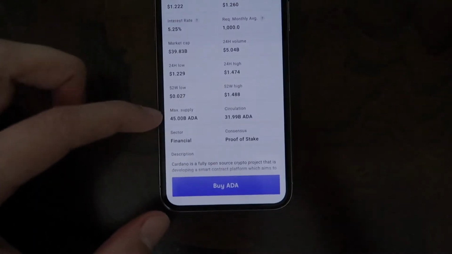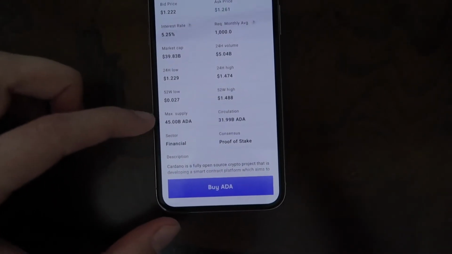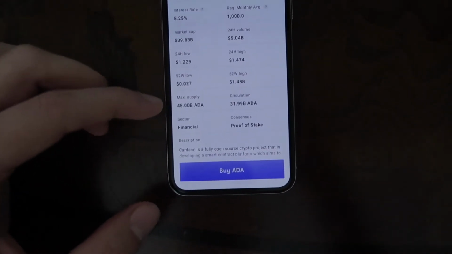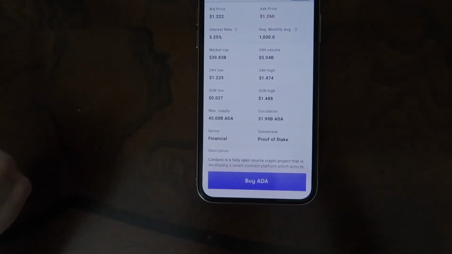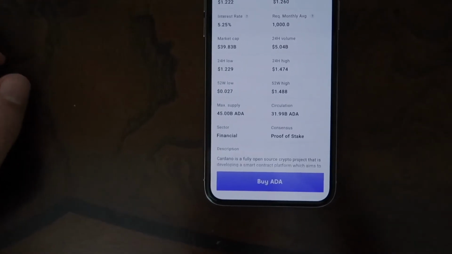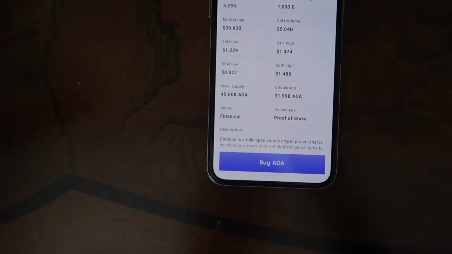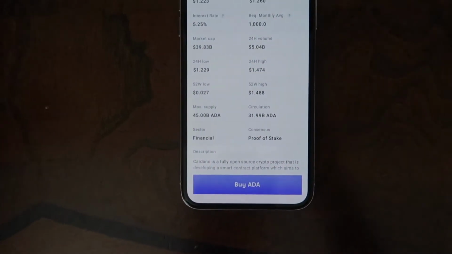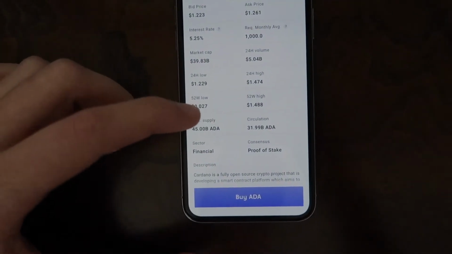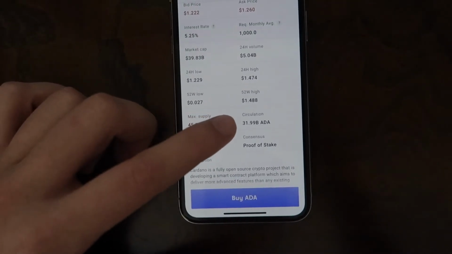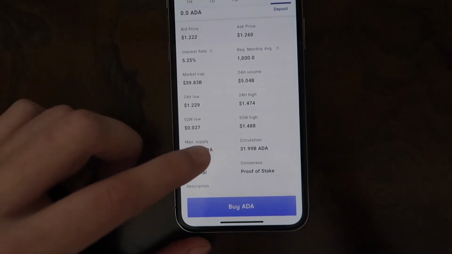So you guys can see the market supply, 45 billion. You want to make sure that the market supply is low so you have a valuable currency. You don't just want it to be unlimited, like Dogecoin per se. I'm not saying Dogecoin is a bad currency. I'm just saying that it has an unlimited supply, which is mostly looked at as a negative thing. So as you guys see here, circulation, 32 billion, around there.